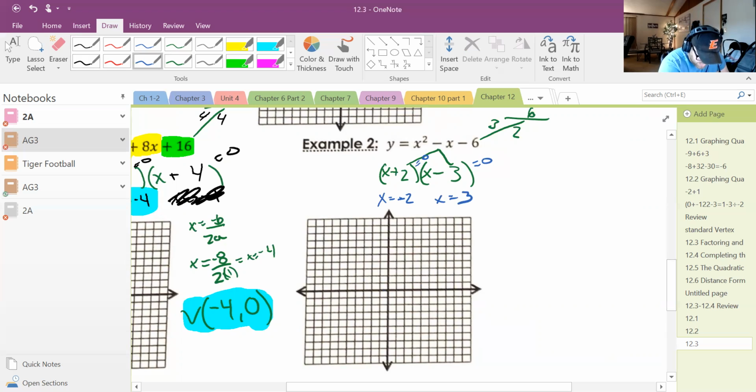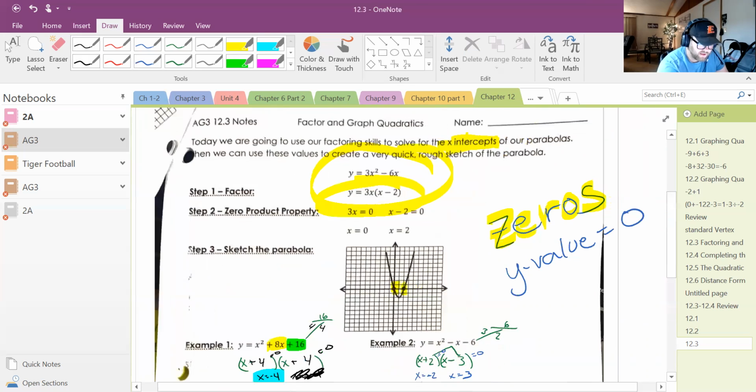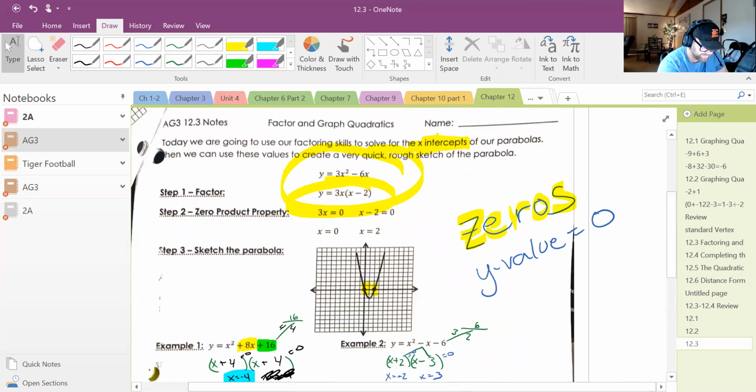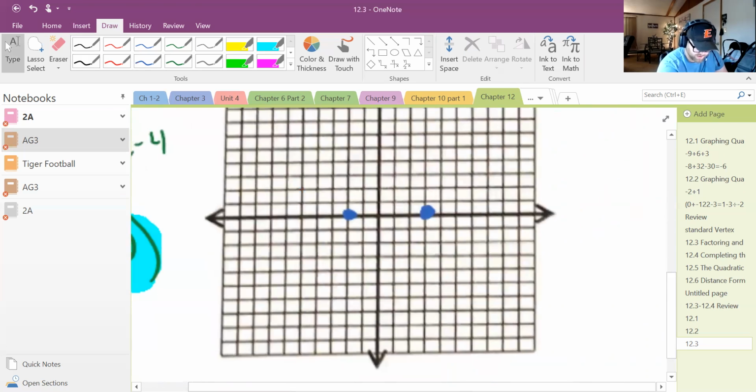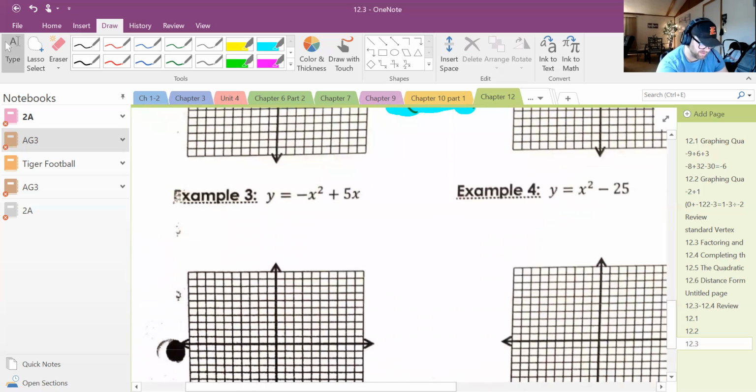So let's plot -2 and let's plot 3. Next, we've got to find the vertex. Does it tell us to find the vertex? A very quick, rough sketch. Oh, okay. So it's literally just wanting us to sketch it with the x-intercepts. That makes our lives a lot easier.